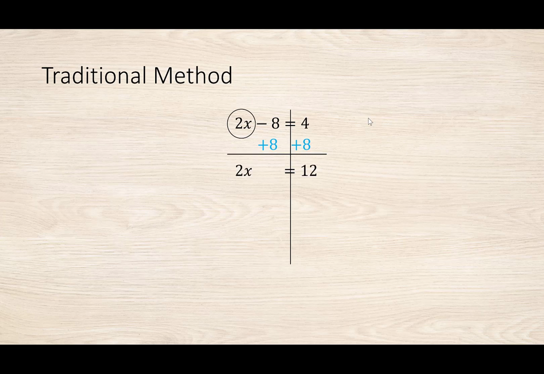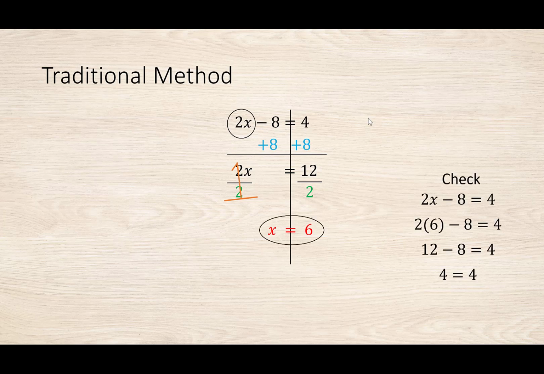Again, 2 and x are being multiplied. The inverse, the undo button, is to divide those two things. So I'm going to divide both sides by 2 so that I end up with just a plain 1x. 12 divided by 2 is 6, so x equals 6.